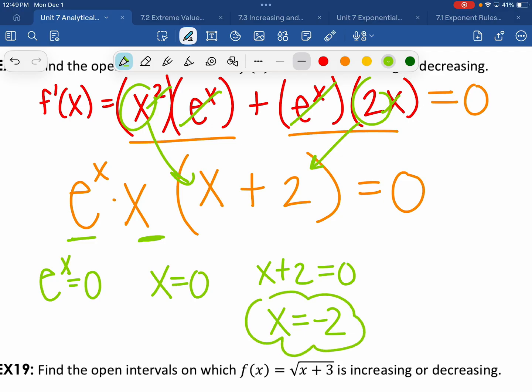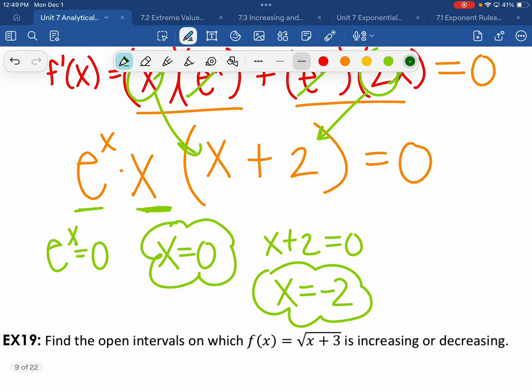So the x plus 2 set equal to 0, you get x equals negative 2. That's one of your critical points. When you set x equal to 0, you get x equals 0. That's another critical point. Now this is the tricky one, e to the x equals 0. It doesn't, and so you just don't get any numbers from that.